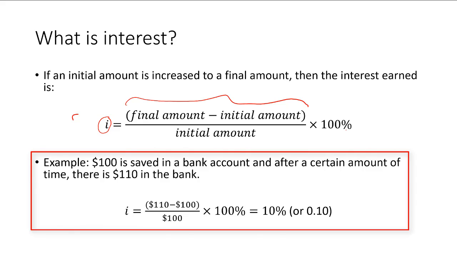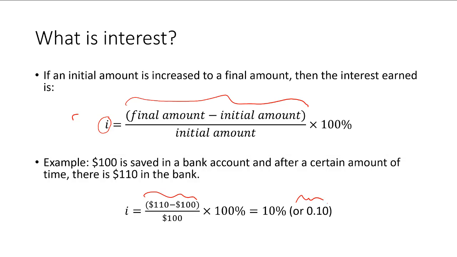For example, if we take $100 and we save it in a bank, after a certain amount of time, there's $110 in the bank. The interest rate that we have earned in that time period is 110 minus $100. That's $10 in the numerator here. Divided by $100, we multiply by 100% to convert it to a percentage, and we get 10%. And sometimes you'll see that left as a fraction, so that would be 0.10. So that's the interest rate earned in this particular time period.